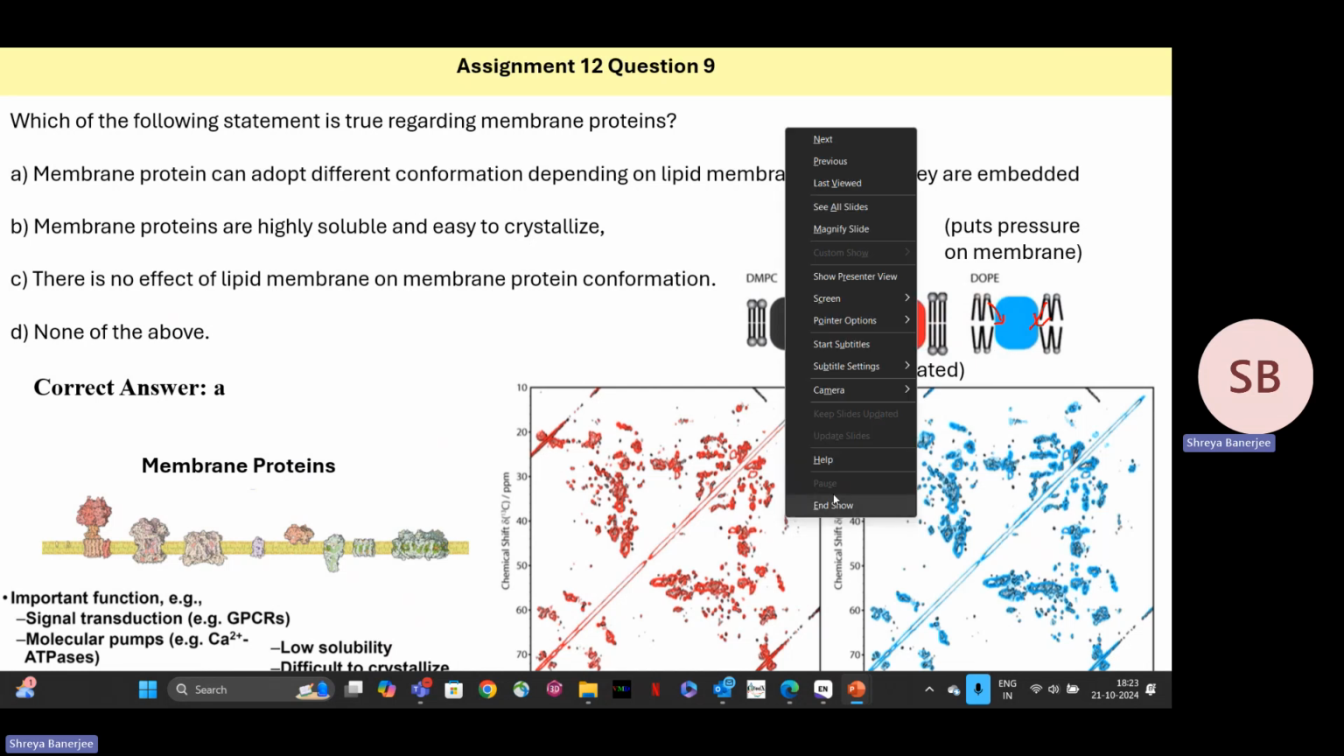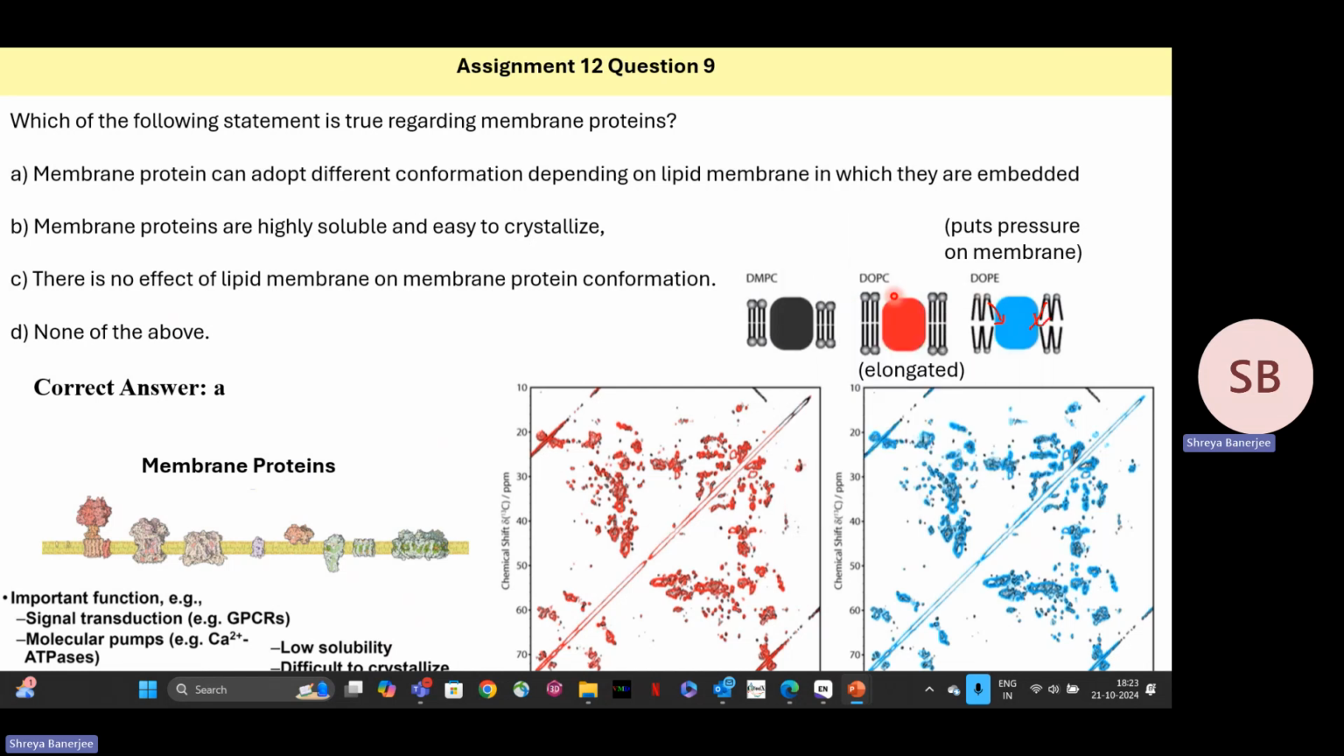That is what was observed even through the solid state NMR. So for DOPC, the solid state NMR was taken, and for DOPE, the solid state NMR was taken. And it was seen that they were giving two different conformations. So if we look at option A, it is saying membrane protein can adopt different conformation depending on the lipid membrane in which they are embedded. That is true because that is what we saw, that depending on the lipid used to make the membrane, the protein gave a different conformation. So option A is correct.